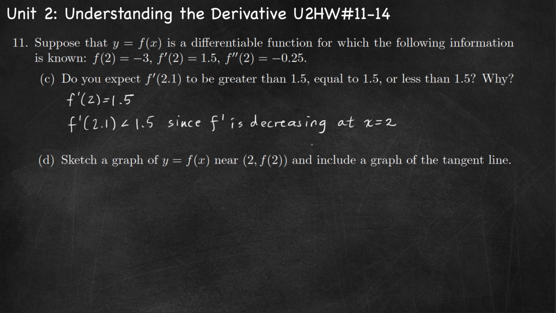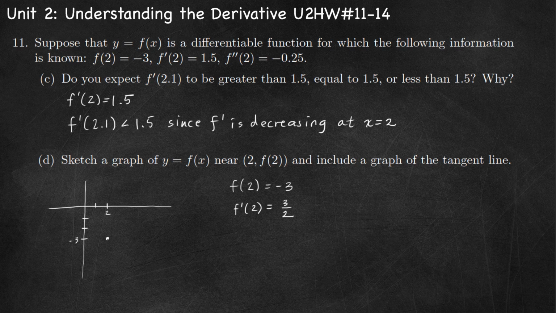Part D, sketch a graph of y equals f of x near 2, f of 2, and include a graph of the tangent line. We know that f of 2 is equal to negative 3, so we can plot that point. So 2, negative 3. We have a point there. And the slope at that point is 1.5, or 3 over 2. So f prime of 2 equals 1.5, or 3 over 2.